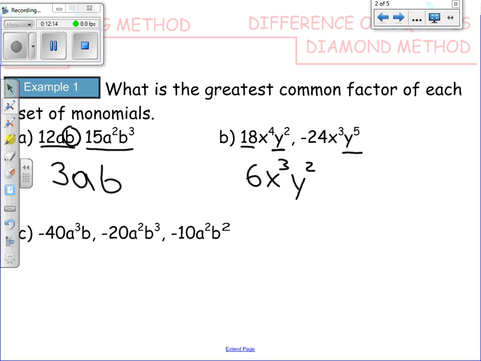What if you had like a 2 and like a 4, and the smallest one would be 2? And then, so it's always the smallest one? Yeah. When it comes to your variables, it's always just the smallest exponent. That's the best way to look at it.